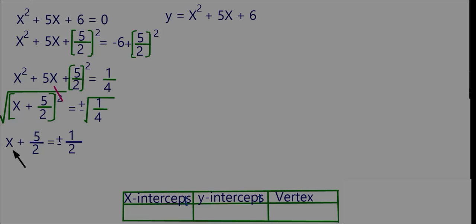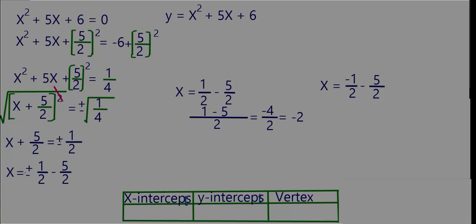We need to make x stay alone on one side, so we move the fraction of positive 5 over 2 behind the number after the equal sign, and it will become minus 5 over 2. Because of the plus and minus sign, we will get two answers for x, either when we make the fraction 1 over 2 remain positive and subtract it from 5 over 2, or when we make 1 over 2 negative and subtract it from 5 over 2. The solutions that we get are x equals minus 2 and x equals minus 3.